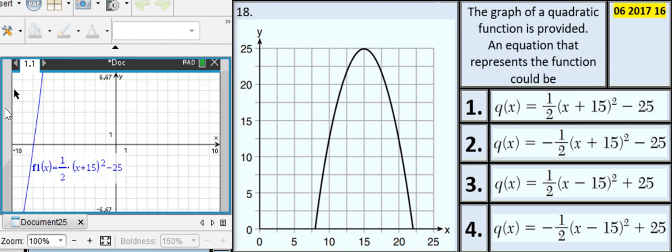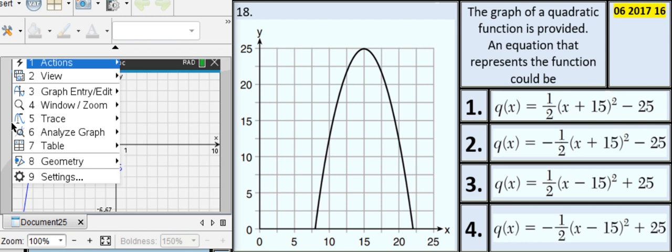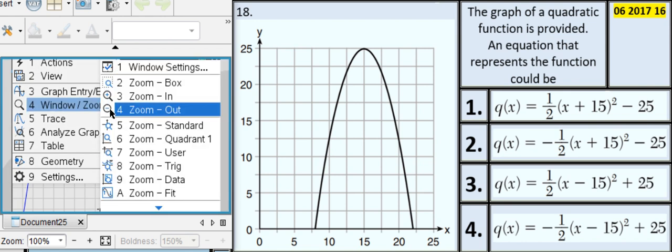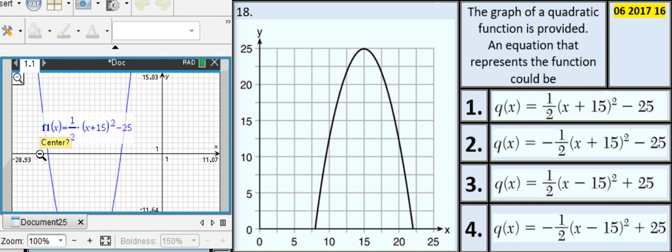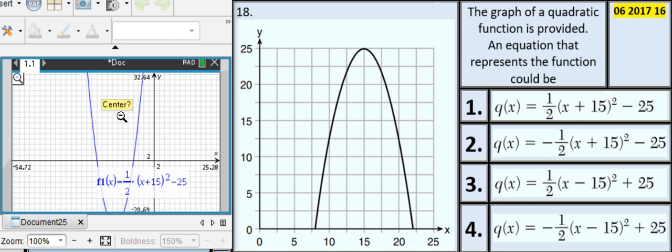So when I graph this, menu, zoom out, notice this graph opens up, not down, and it's way on the left-hand side of the y-axis, so therefore choice number 1 is not even close.